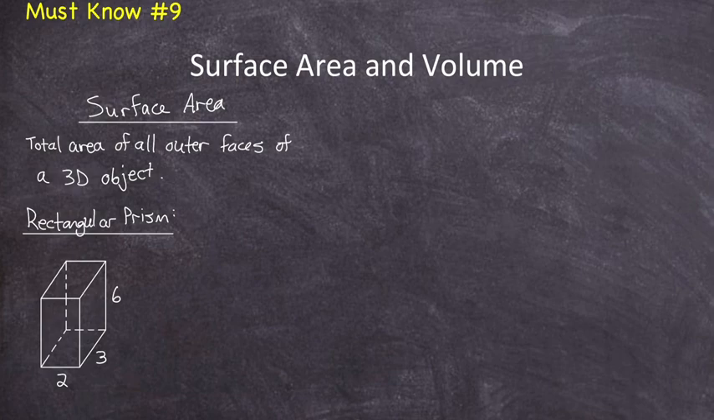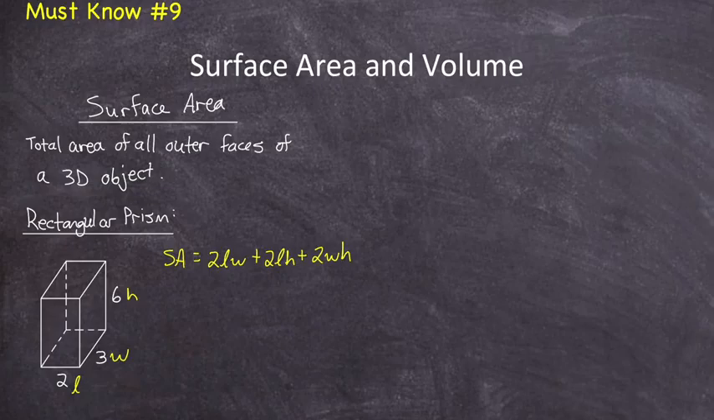This rectangular prism has 3 dimensions: a length, a width, and a height. The formula for a surface area of a rectangular prism is 2 times the length times the width, plus 2 times the length times the height, plus 2 times the width times the height.